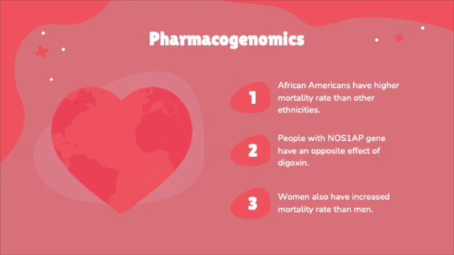Pharmacogenomics, also known as pharmacogenetics, looks at how your DNA affects the way you respond to drugs. Digoxin is a cardiac glycoside that enacts its effects on the heart cells. Studies show that African Americans have a higher mortality rate compared to Hispanic and whites. Digoxin will normally shorten the QT interval. However, patients with the NOS1AP gene variant have been known to have an increased and prolonged QT interval. Digoxin has also been known to increase the rate of death from any cause in women more than in men.